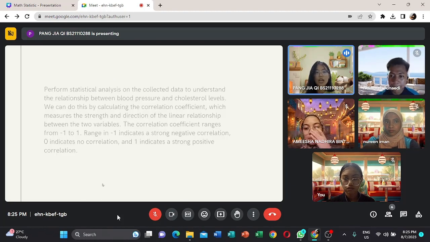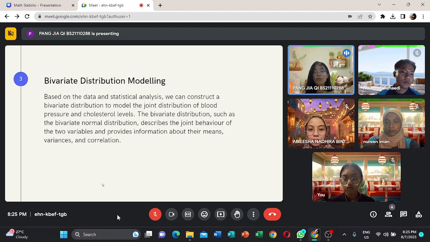The third step is bivariate distribution modeling. Based on the data and statistical analysis, we can construct a bivariate distribution to model the joint distribution of blood pressure and cholesterol levels. The bivariate distributions, such as the bivariate normal distribution, describe the joint behavior of the two variables and provide information about their means, variances, and correlation.